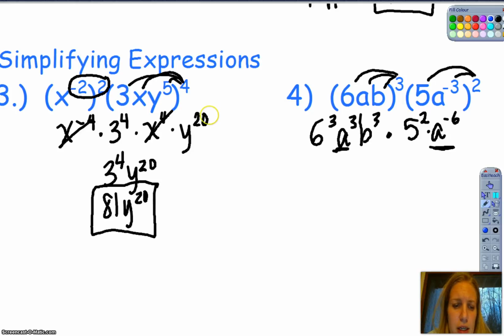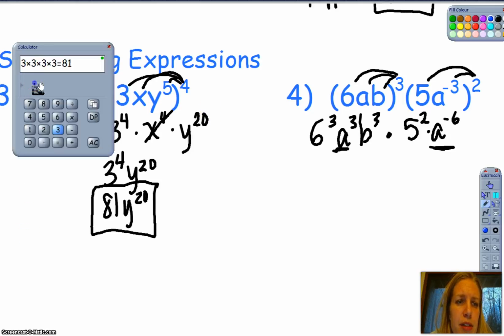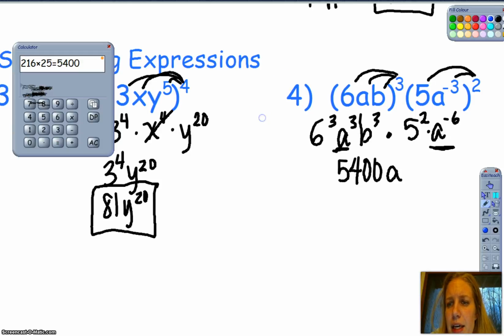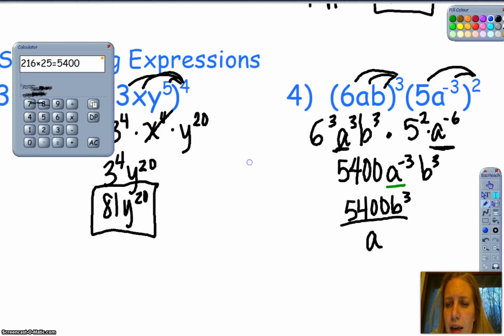So I'm going to do my 6's while I'm at it too. 6 times 6 is 36, times 6 is 216. And I'm actually going to multiply it by my 5's as well. So times 25. I get 5,400. My a's together were a to the negative 3rd, and my b is still a 3rd. Now I'm almost done. I can't have this here, this a to the negative 3rd. You have to deal with that. So what we're going to do is we're going to keep the 5,400 on top, and my b to the 3rd on top, and on the bottom we're going to have a to the 3rd power, because you put it in the denominator to make it positive.